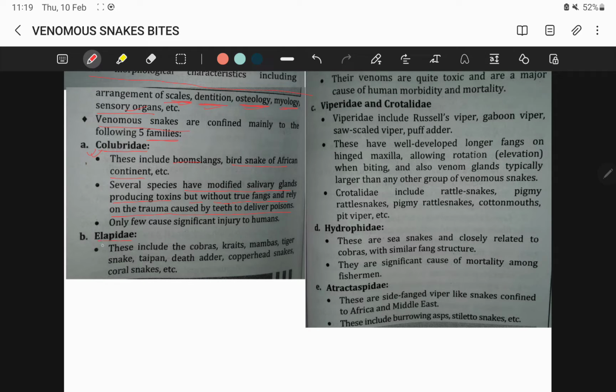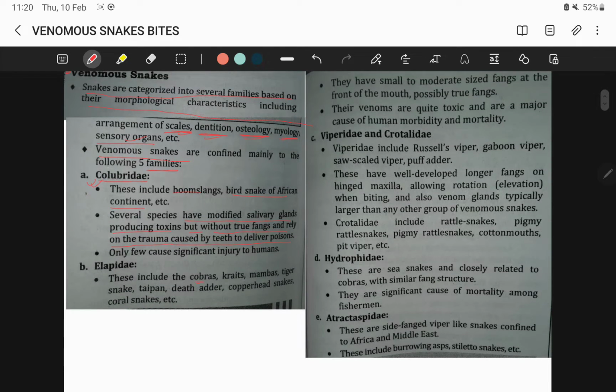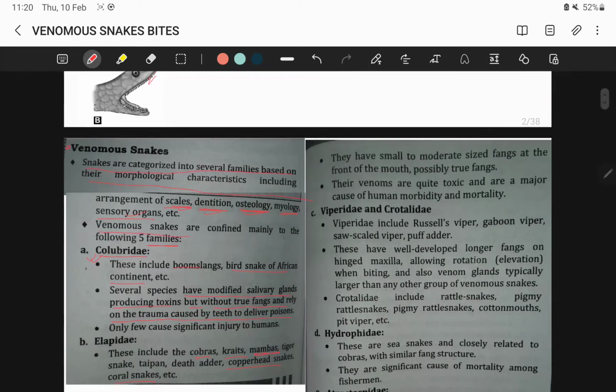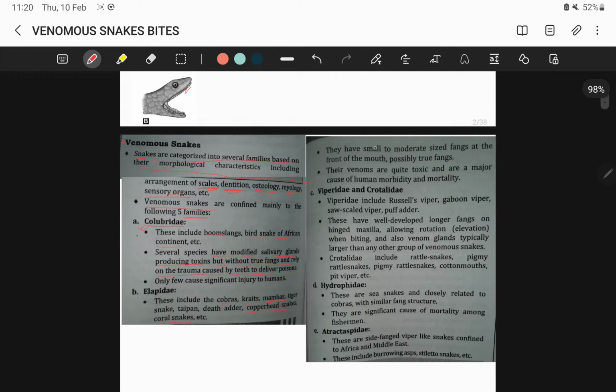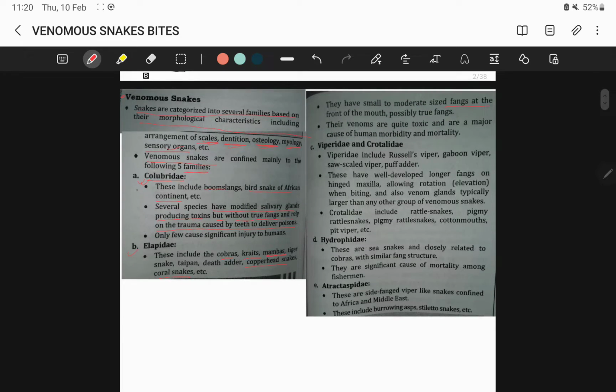It is possible, right? So Elapidae: what happens is Elapidae includes cobra and krait, and mambas, and then tiger snake, taipan, death adder, copperhead snake, and coral snake. So all the dangerous snakes are in Elapidae. These include cobra, krait, coral snake, copperhead snake, and mamba. They have small to moderate sized fangs at the front of the mouth, true fangs. Elapidae has true fangs, and their venoms are quite toxic and are a major cause of human morbidity and mortality. So Elapidae is dangerous because it has cobra, krait, mambas, coral snake and copperhead snake.